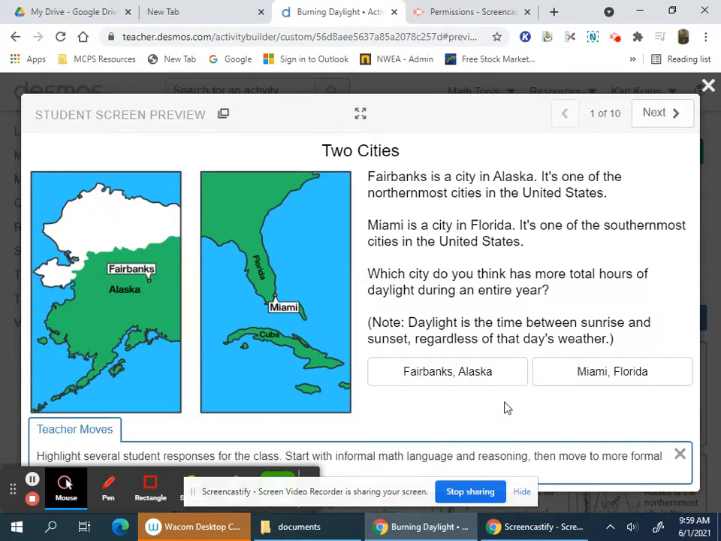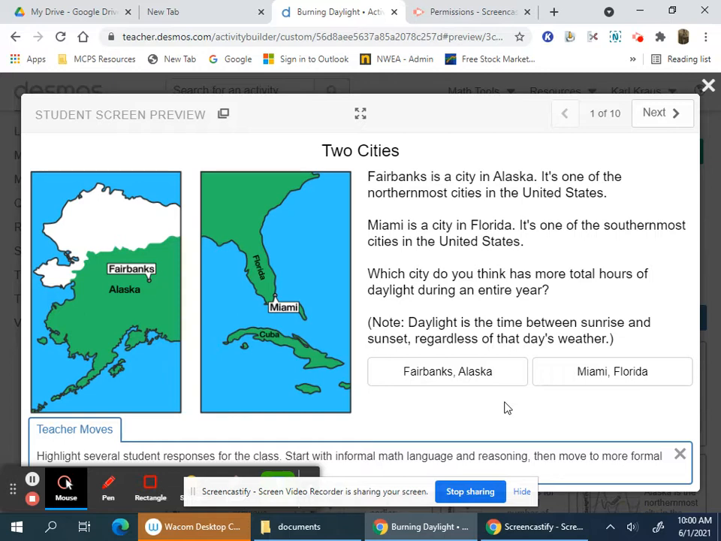This is a video of the activity called Burning Daylight. The first slide is Fairbanks is a city in Alaska. It's one of the northernmost cities in the United States. Miami is a city in Florida. It's one of the southernmost cities in the United States.